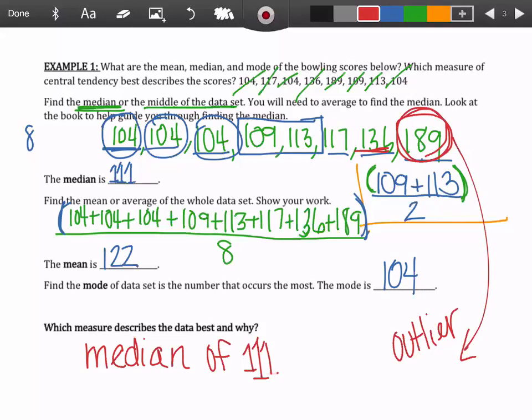And now you can try finding mean, median, and mode on your own. Don't forget, for the median, you have to put the numbers in order first.